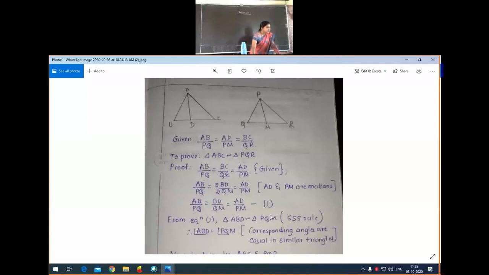Now, these two triangles are similar. In similar triangles, corresponding angles are equal. Can we take angle B is equal to angle Q? This is helpful for the next proof, right? So, angle B is equal to angle Q.